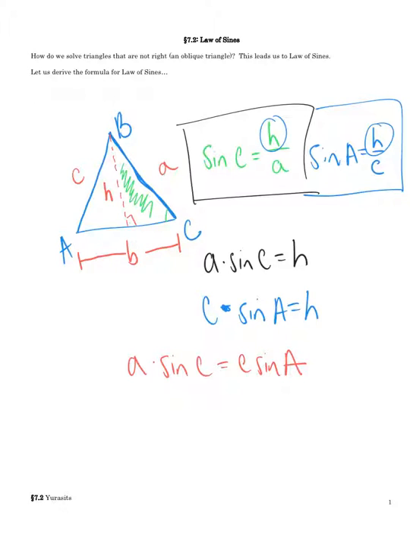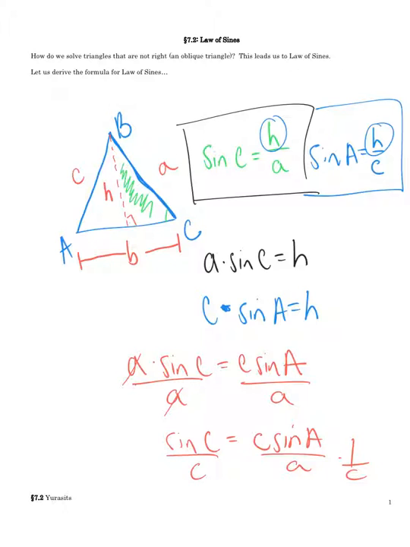And the last little piece I'm going to do just to make it look a little nicer is I'm going to divide both sides by A. Well, those will reduce out. And I'm going to divide both sides by C, which is the same thing as multiplying by 1 over C. So we end up getting one of our equations for law of sines. If we wanted to get the B ratio, we would just drop the altitude down from A, or even C. But we can't use B in this since we cut it. And so there's the proof.